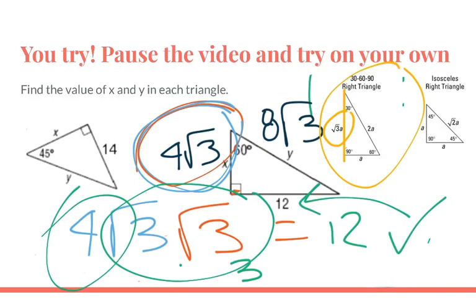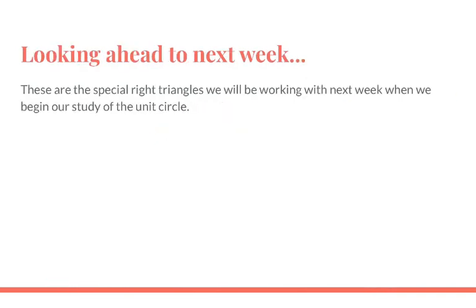Okay, and that's it, you guys. If you understand 30, 60, 90 rules and 45, 45, 90 rules, then you are all good to go. I put this note on here just to remind you that this is going to be how we start studying the unit circle. So getting special right triangles down is a really important skill to have moving forward.